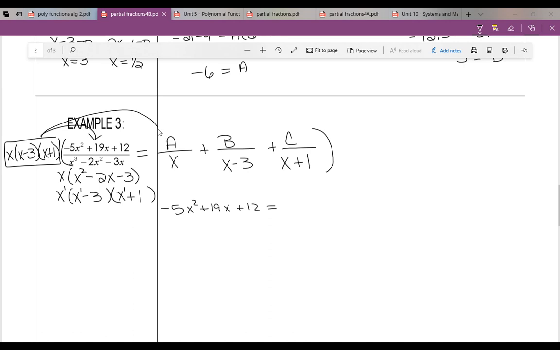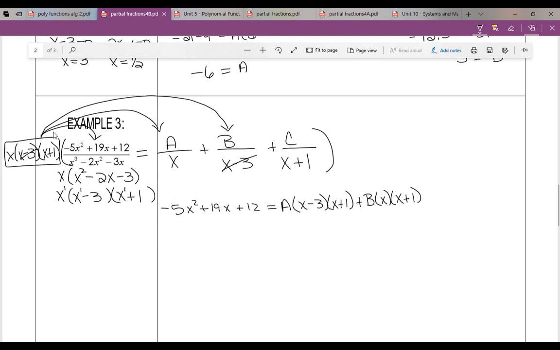When I take all of this and multiply it by the A over x, A stays, x cancels, and leaves me with x minus 3, x plus 1 that I have to multiply A by. When I drag that all the way to the B fraction, I'm going to have plus B times x plus 1, because the only thing that cancels is the x minus 3. It leaves me with the x and the x plus 1.